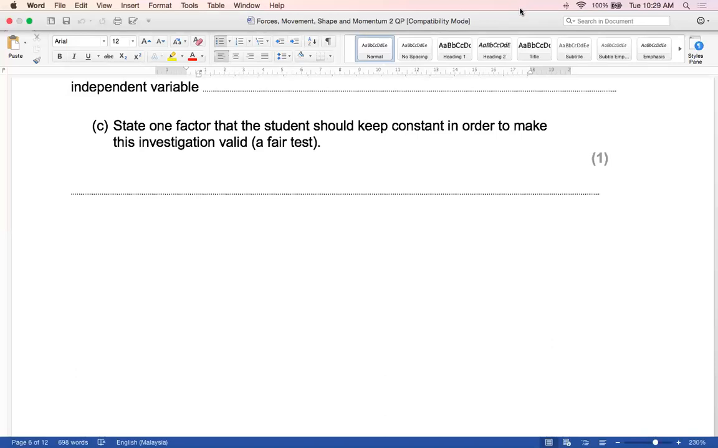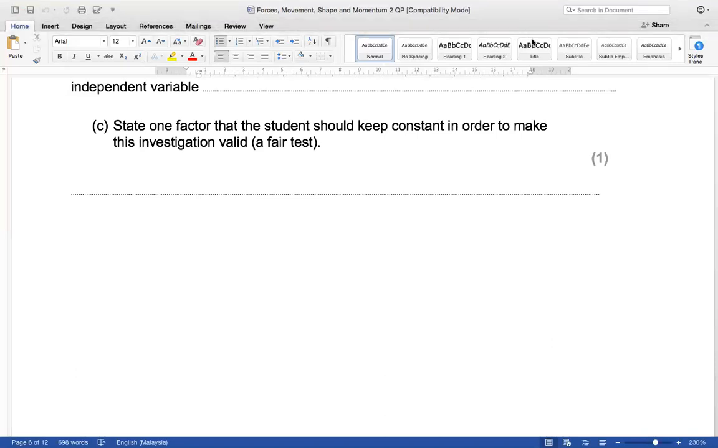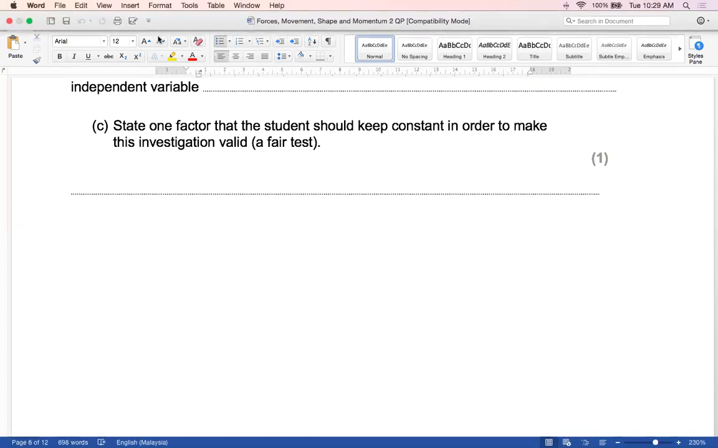Or if it's still air, make sure it's still air. Wind also you cannot use. You cannot say all have wind, because the wind will be strong in one and then maybe weaker when the other cupcake cases are falling. So you must make sure that the weather condition is the same. So still air, no wind. What else must be made sure is the same?